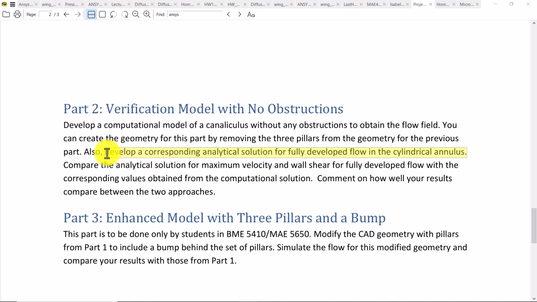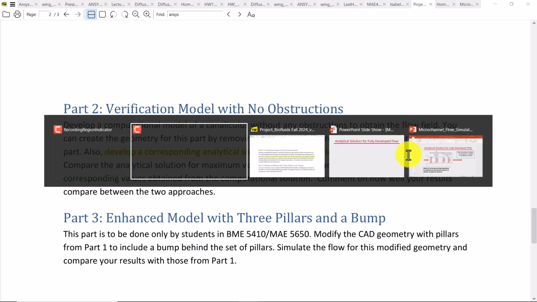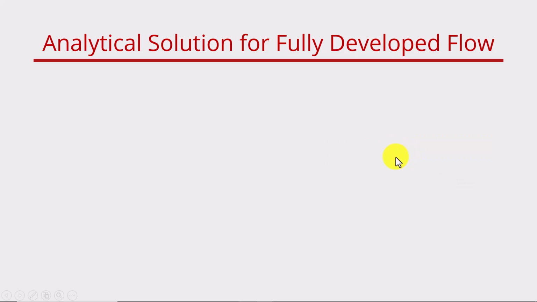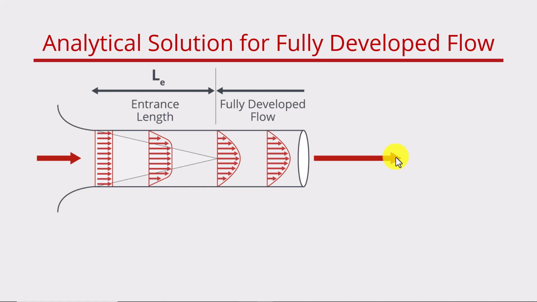Here, I want to give you some guidance on developing an analytical solution for the fully developed flow in the cylindrical annulus, which is required for the project. Essentially, for fully developed flow, let's consider a cylindrical duct first, and then we will consider extending it to a duct that's a cylindrical annulus. You have uniform flow coming in, and then after a while the flow becomes fully developed, and then you'll get the parabolic profile, and when that happens the velocity won't vary in the axial direction.